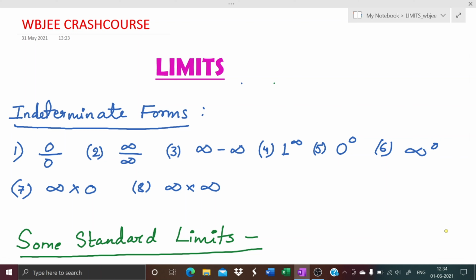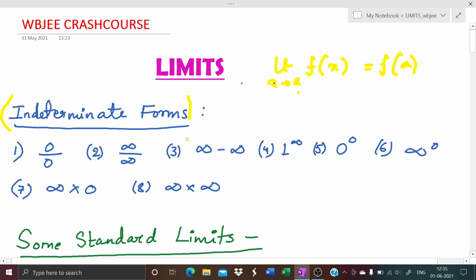Okay. So in limits, first of all, we will be discussing the indeterminate forms. That is, whenever these indeterminate forms arise, then you have to find the limits. If the function is continuous at a point a, suppose f of x is continuous at a, and you have to find the limit as x tends to a, then the limit will simply be f of a. You don't have to think much.